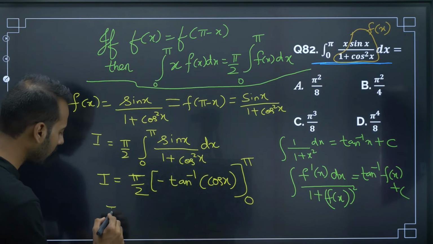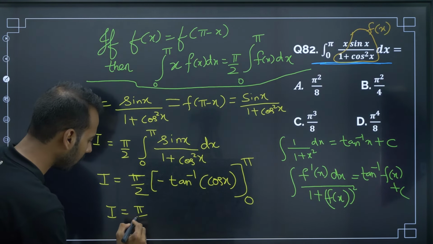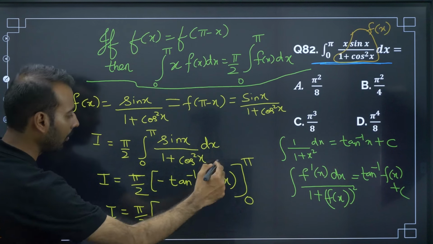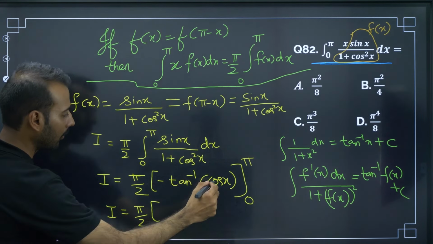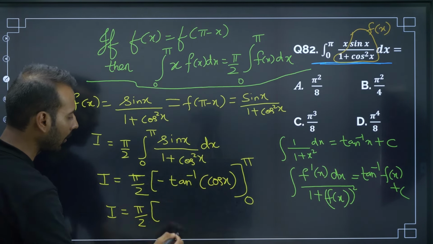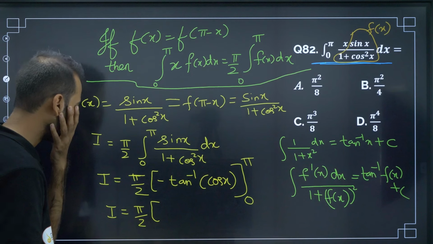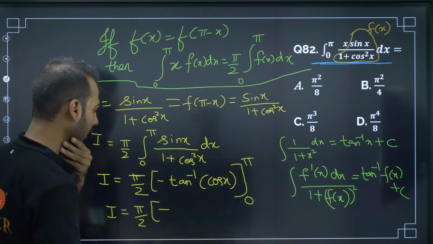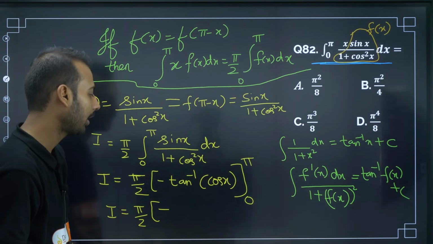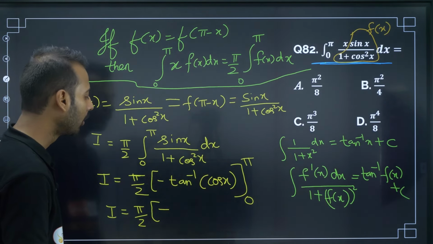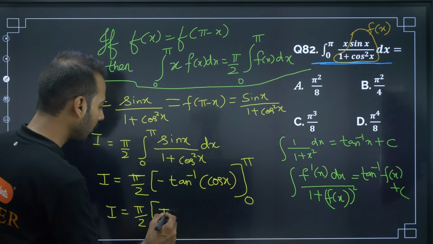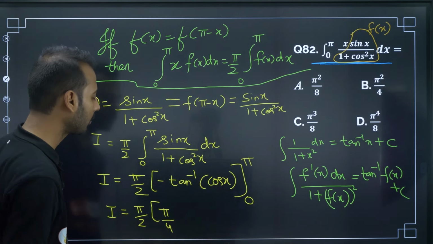Now if I go for simplifying, I is equal to pi by 2. If I substitute upper limit pi, cos pi is minus 1, so tan inverse of minus 1 with the minus sign becomes minus. Substituting pi here, cos pi is minus 1, so it becomes pi by 4.